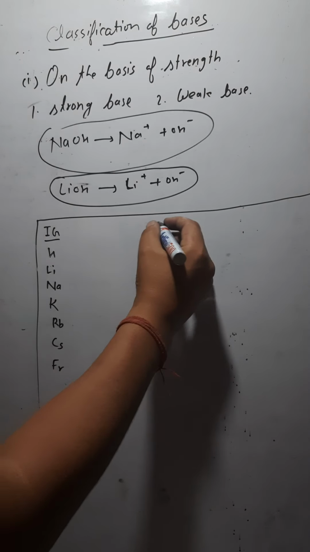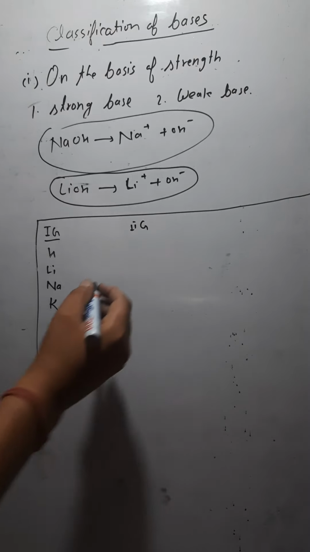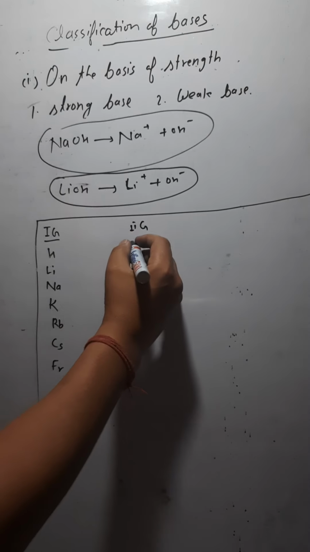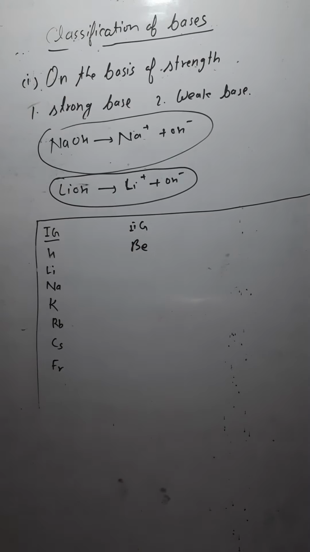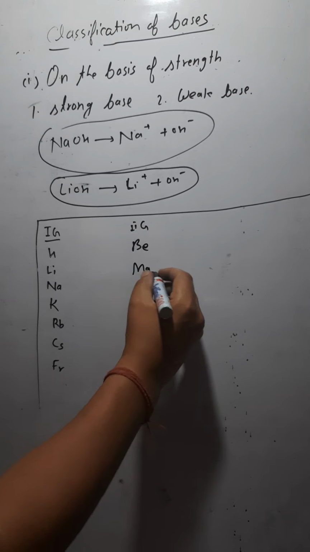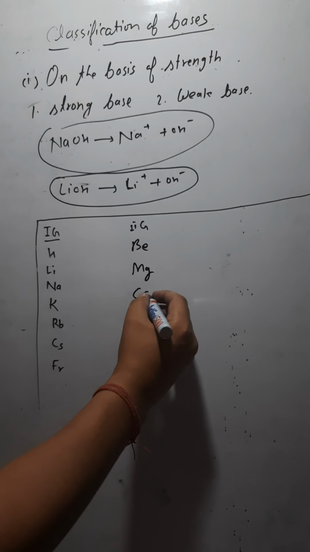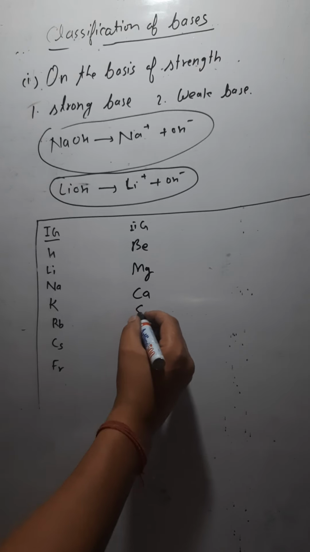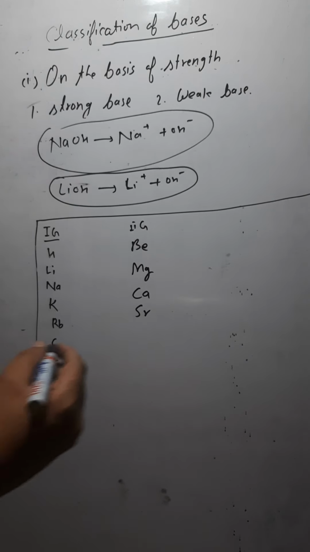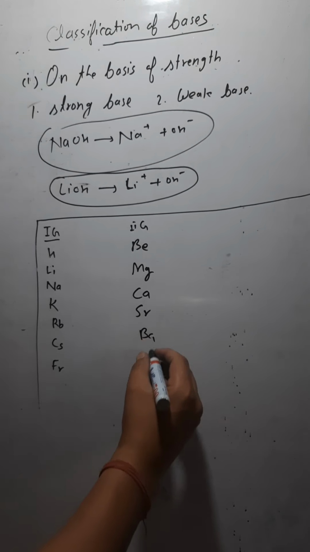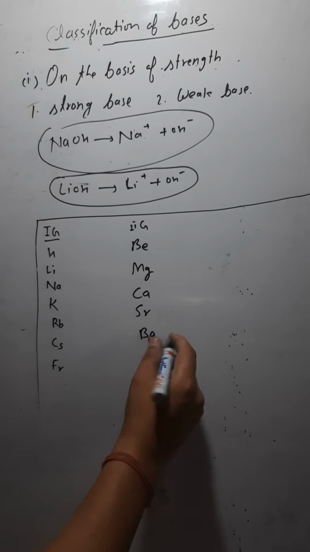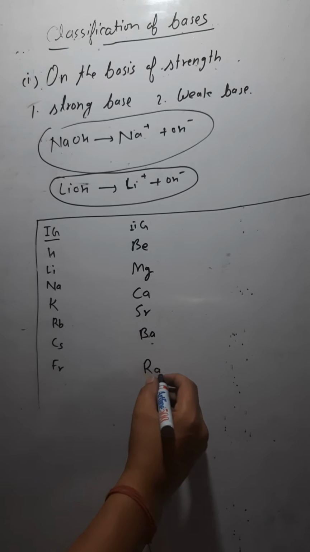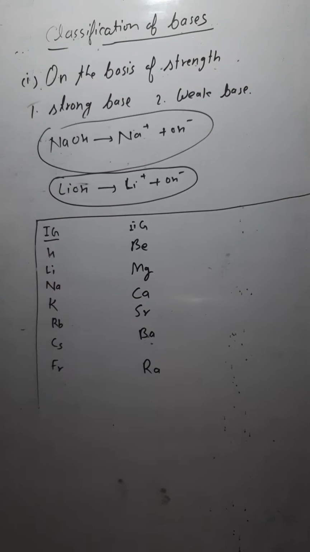Similarly, we have the second group also. In the second group, we have beryllium, then we have magnesium, then we have calcium, then we have strontium, then we have barium, Ba, that is, then we have radium. So these are the elements of the second group.